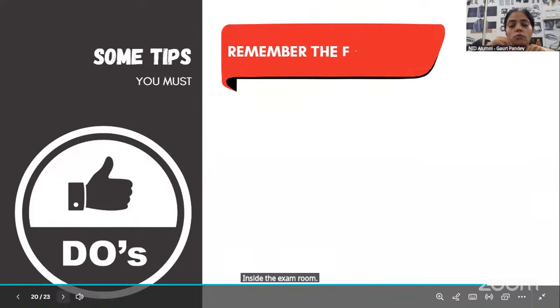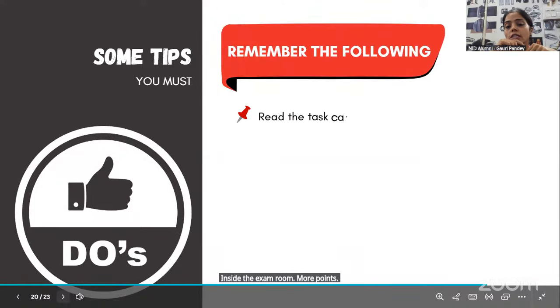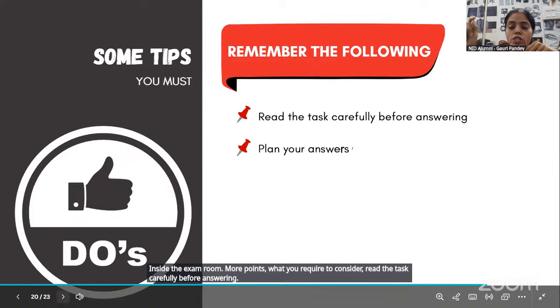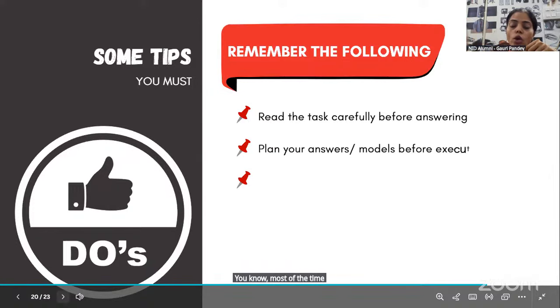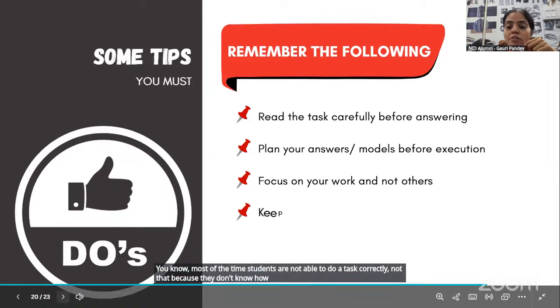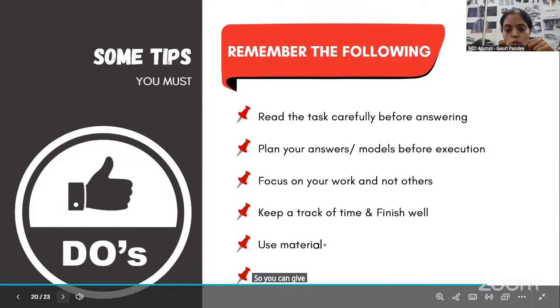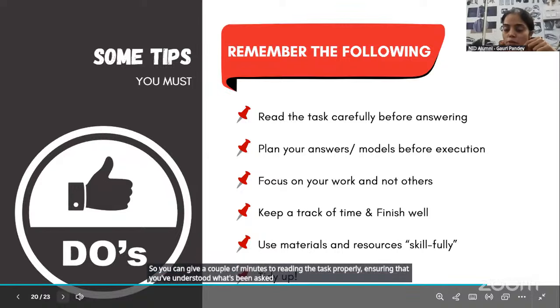More points you require to consider: read the task carefully before answering. Most of the time students are not able to do a task correctly, not because they don't know how to, but because they've not read it properly. So you can give a couple of minutes to reading the task properly, ensuring that you've understood what's been asked. If you read a task a couple of times, you will be able to do it.